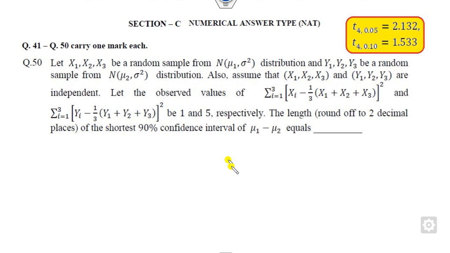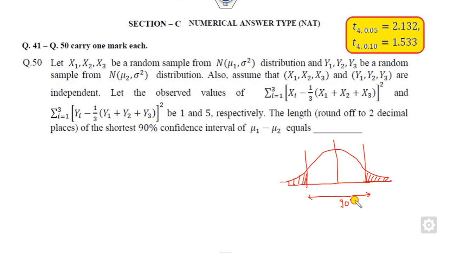Look at the last question. This is a question related to confidence intervals. So what is the meaning of that? You have to draw this graph. This is my mean and this is my rejection region. What confidence interval do they want? The 90%. It means this is my 90%, this is my 5%, and this is my 5%, and your target is to find this.